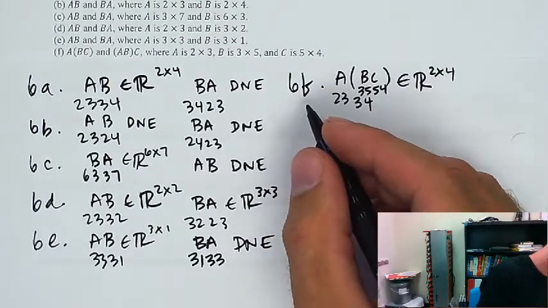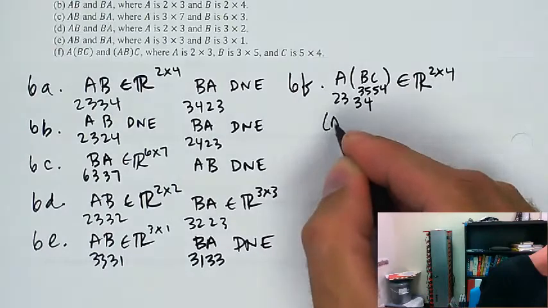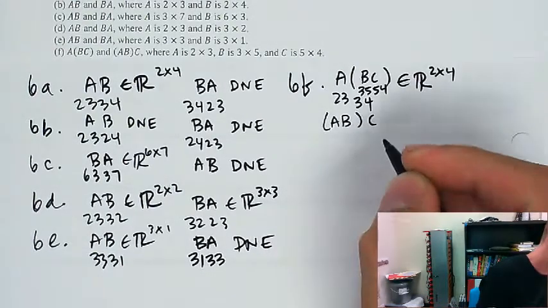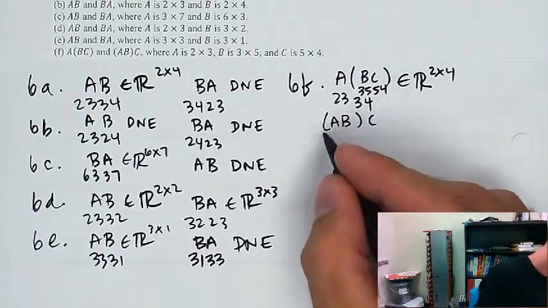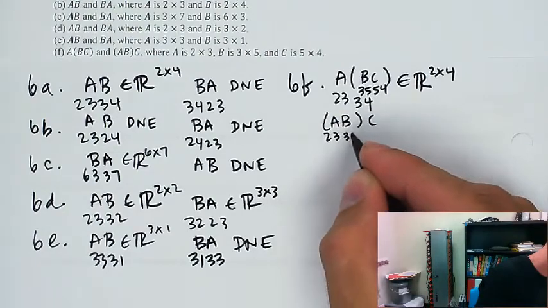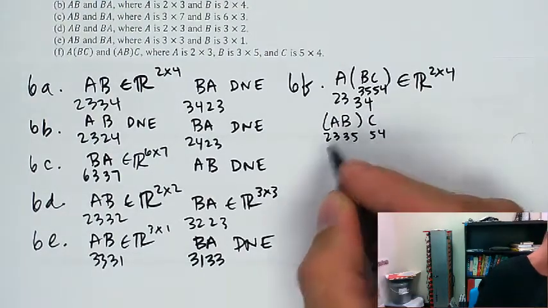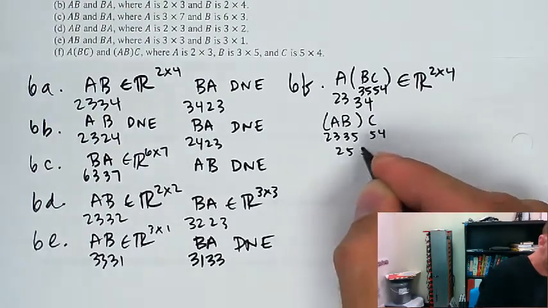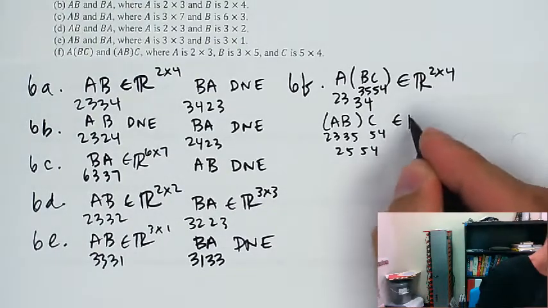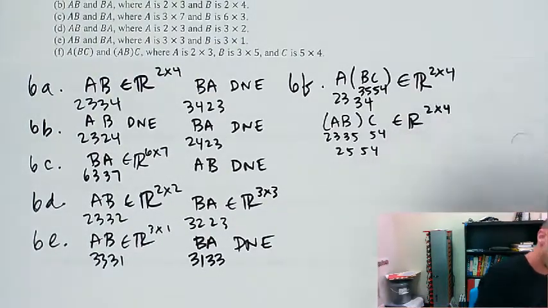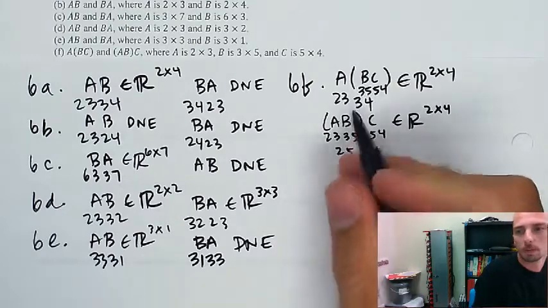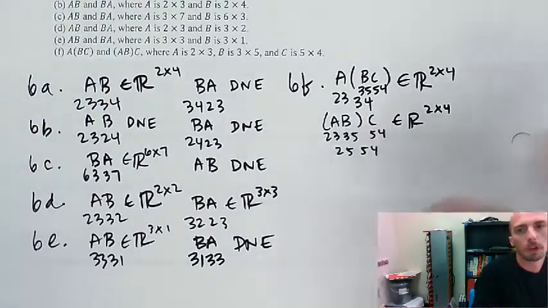Oh, wait, but I also want AB times C. A is 2 by 3, B is 3 by 5, and C is 5 by 4, which is a 2 by 5 by a 5 by 4. Also a 2 by 4. But I'm just going to tell you that matrix multiplication does associate, so that should not be surprising.